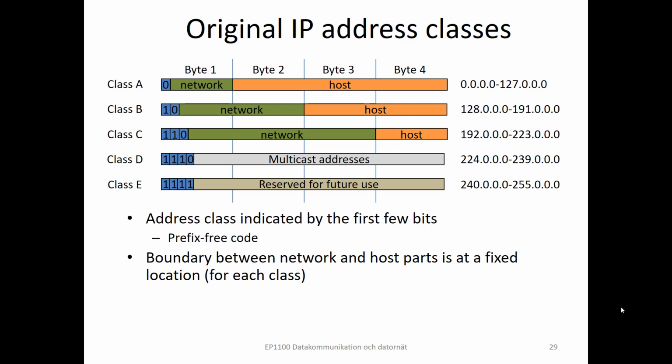So this structure made it easier to do the address lookup in a switch. If the most significant bit was 0, then the remaining 7 bits would be the key into the address table. If the most significant bits were 1, 0, then the remaining 14 bits would be the key into the lookup table. And if the first bits were 1, 1, 0, then the remaining 21 bits would be the key into the lookup table, to get the port.